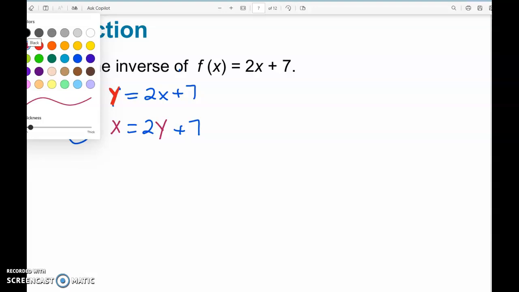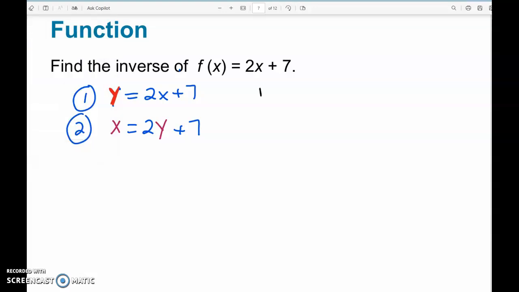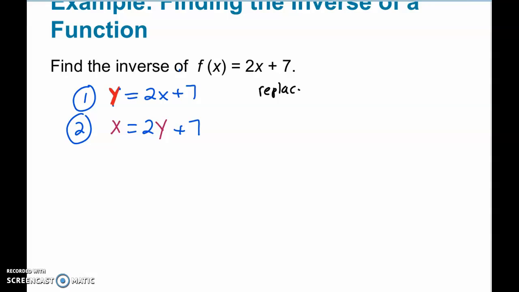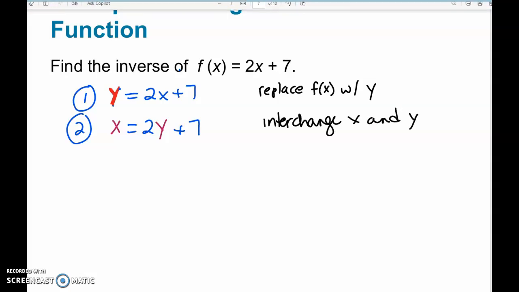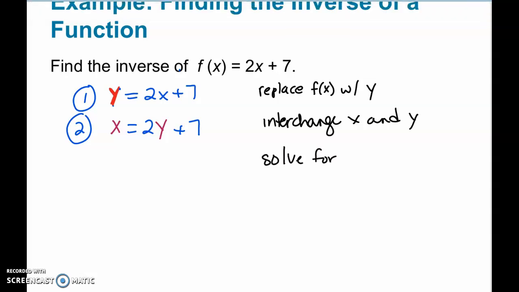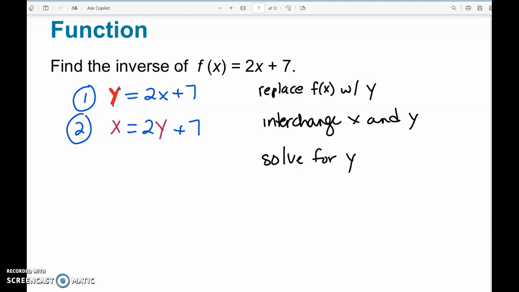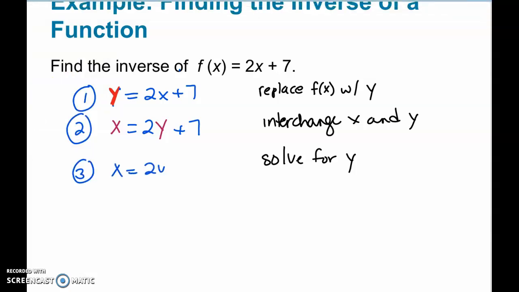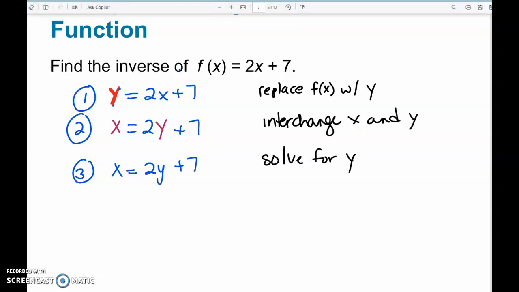So interchange. I'm just going to write out what I did. Replace this notation with y. Then interchange x and y. And then step 3 would be to solve for y. So step 3, now that I have this, I want to solve for y.